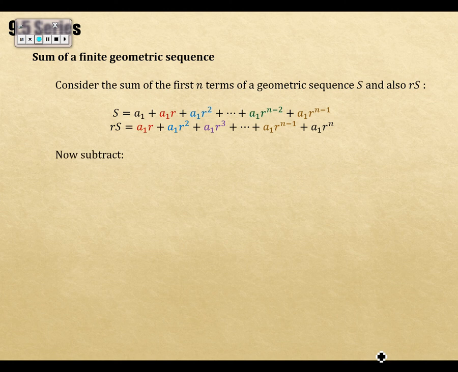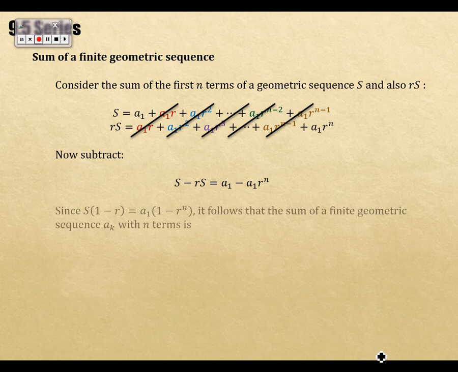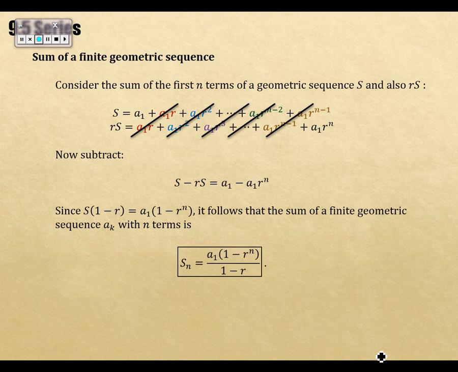And when I subtract S minus RS, all of the color-coded pairs disappear, except for A1 and A1 R to the n. These guys at the beginning are at the end. So we have S minus RS on the left, and A1 minus A1 R to the n is all that's left on the right side. Factoring out an S on the left, factoring out an A1 on the right, and then dividing by 1 minus R gives us the sum formula for a finite geometric series.